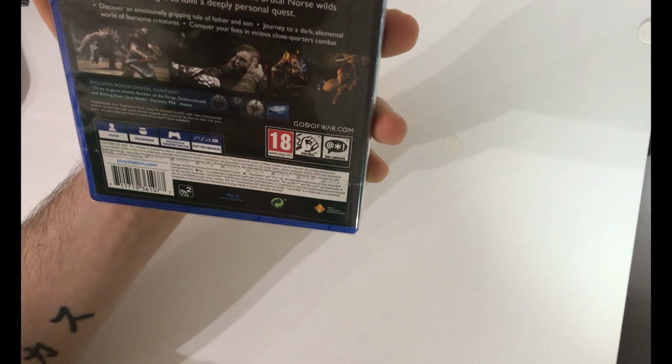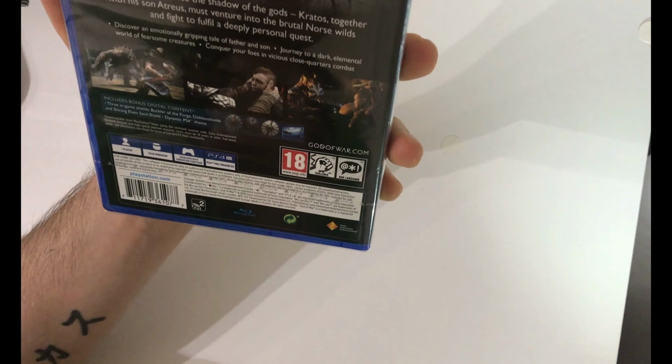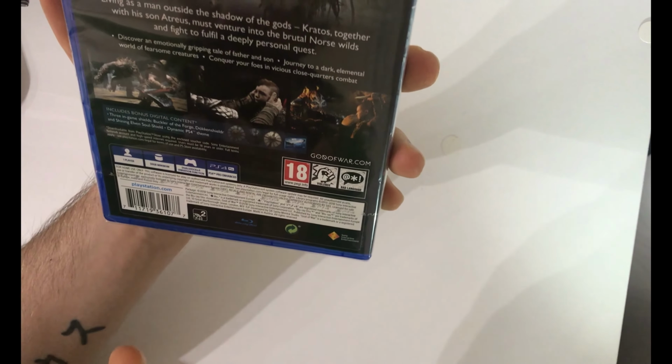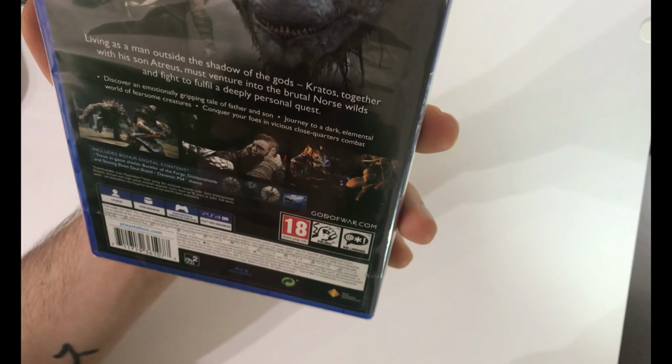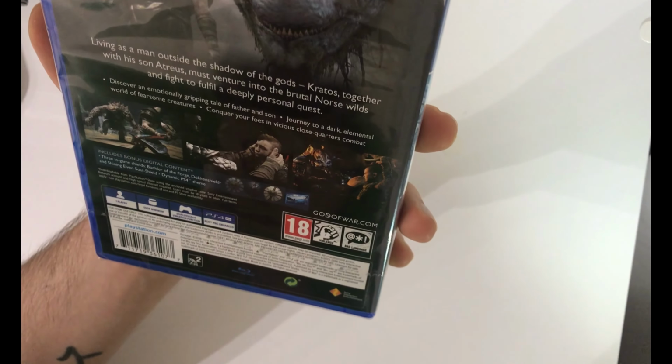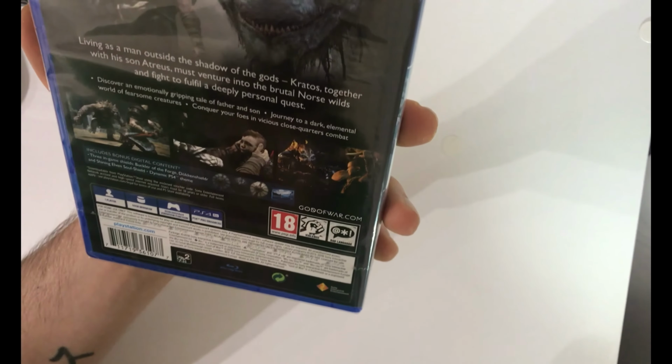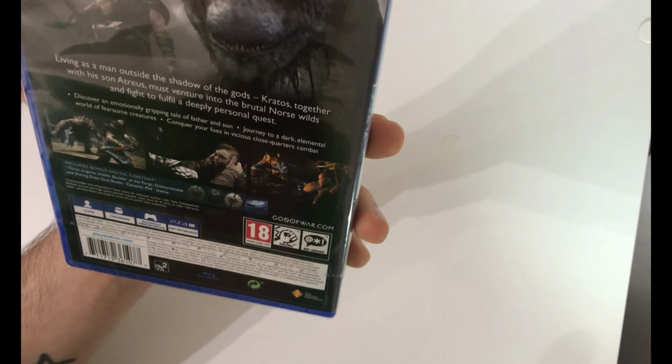It's PEGI 18, so guys, if you're under 18, please don't buy or play this game. It's not for you, it seems. Okay, so here's how it looks. The one I have here, it's roughly $60. I don't remember the exact price. You have 3 in-game shields, the Buckler of the Forge, Dokken Shield and Shining Elven Soul Shield, the dynamic PS4 theme, it says here.